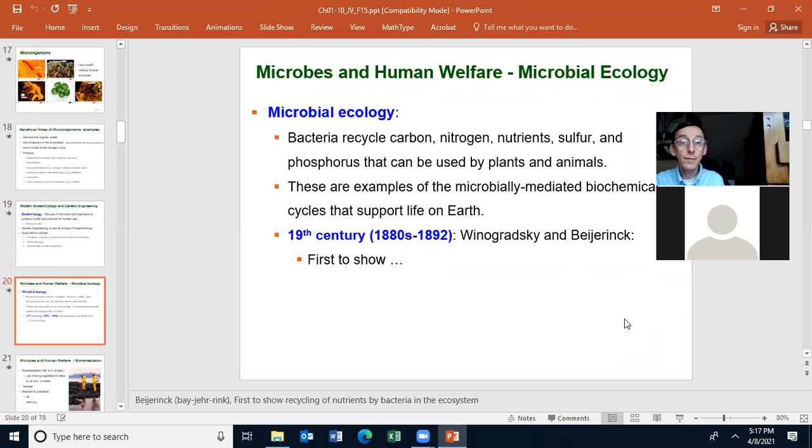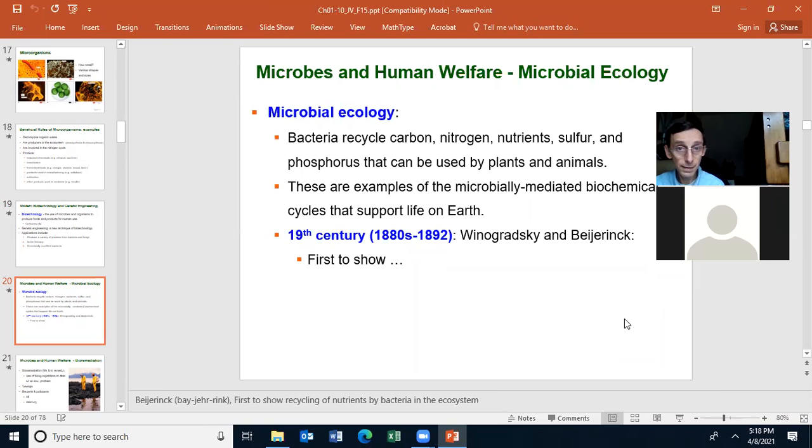Microbes are important in human welfare. We use, or I should say the ecosystem uses, microbes to recycle various nutrients around on the planet, such as carbon, sulfur, and phosphorus. So these are three I really haven't talked much about. And then we did talk a lot about nitrogen, how the nitrogen cycle happens because of microorganisms.